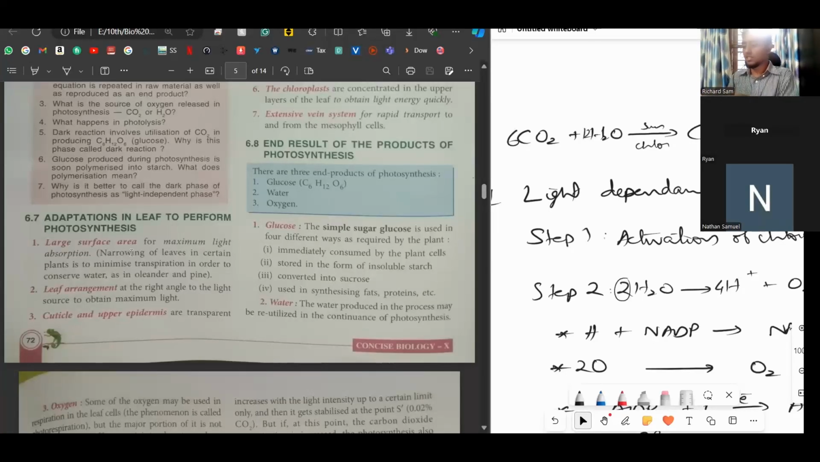How are the leaves arranged? They are not arranged one on top of the other. If they're arranged one on top of the other, what will happen? The shadow of one leaf will fall on the other leaf, and photosynthesis will not happen there. So the leaves have to be arranged in a certain way.